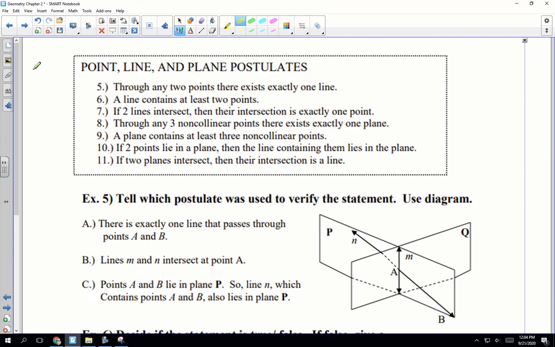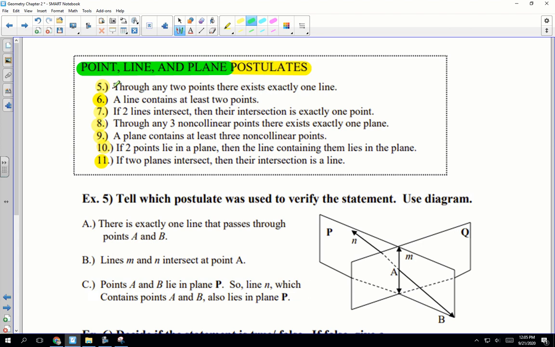So the next item we're going to look at is point, line, and plane postulates. Please remember that a postulate is a statement that we take as true. So I'm going to look at these as number 5, number 6, number 7, number 8, number 9, number 10, and number 11. We're going to write them down because we're going to use them, and it's good for us to have this. If they're giving it to us as a postulate, we better keep it in our tool bank of notes.